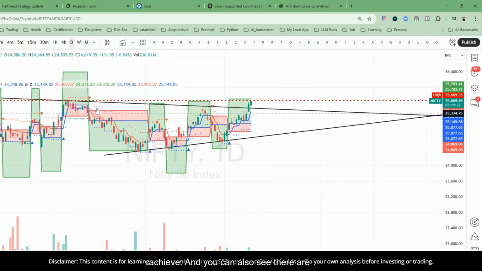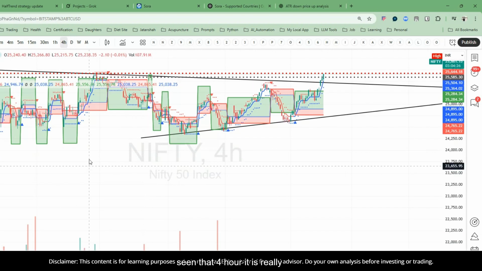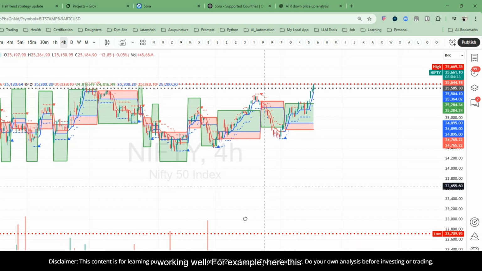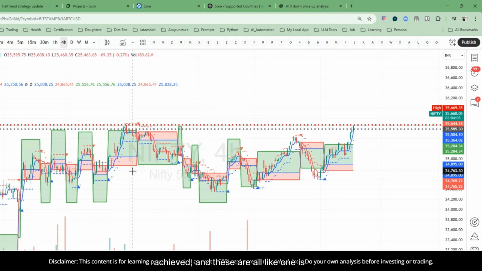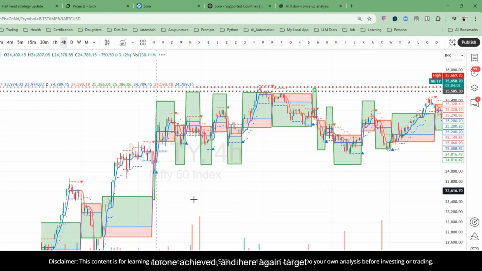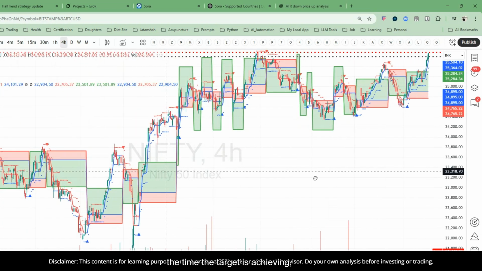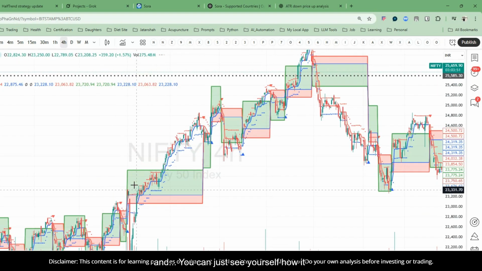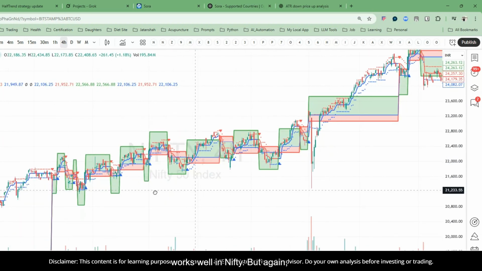And you can also see there are remaining targets still to be achieved, so we'll wait and see how it is achieving. And especially in Nifty, I have seen that the 4 hour is really working well. For example, here this target achieved, and this is achieved, and here it is 1 is to 1, and here it is a failure, and these are all 1 is to 1 achieved, and here again target achieved. So in 4 hour, most of the time the target is achieving. You can just see for yourself how it has worked in Nifty 4 hour. Personally I have seen that this 4 hour works well in Nifty.